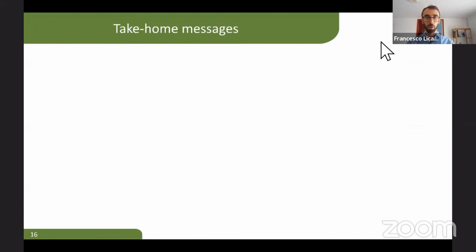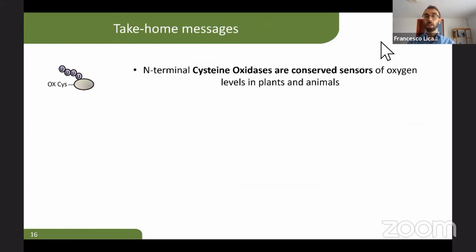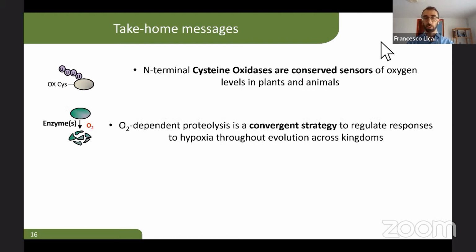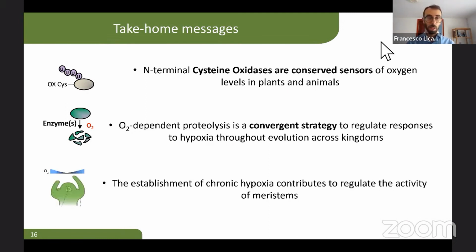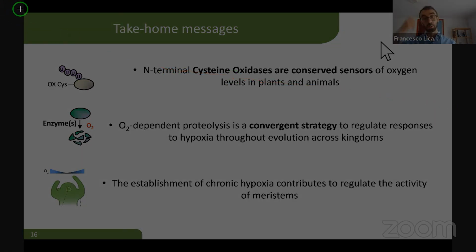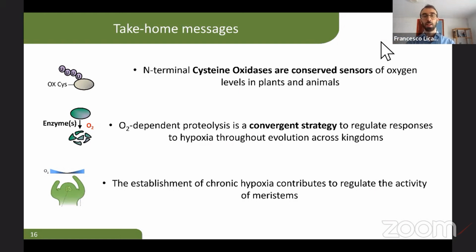So with this, I would like to conclude and leave you with three take-home messages. The first being that I hope I convinced you that N-terminal cysteine oxidases are conserved sensors of oxygen levels both in plants and in animals. And then oxygen-dependent N-degron is currently a very successful strategy to regulate transcriptional responses to hypoxia, again, both in plants and in animals. And finally, that in plant tissues, chronic hypoxia can be established as part of the developmental program, and this informs the cells about their fate and their activity.